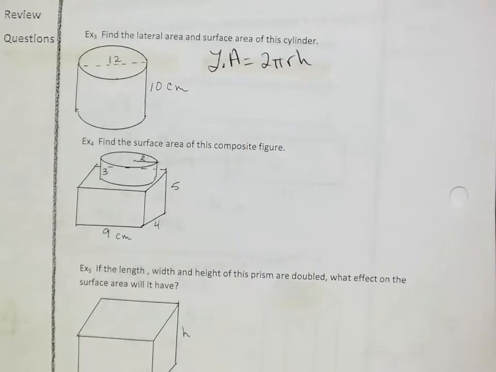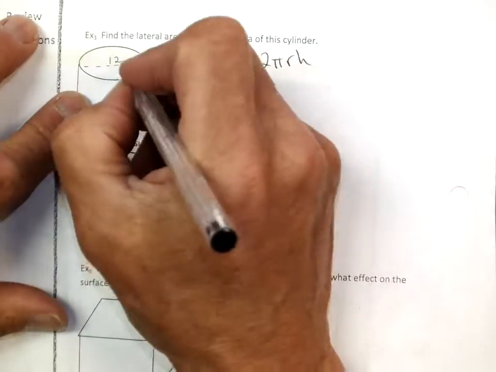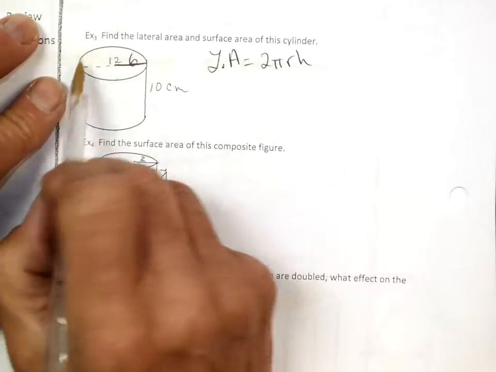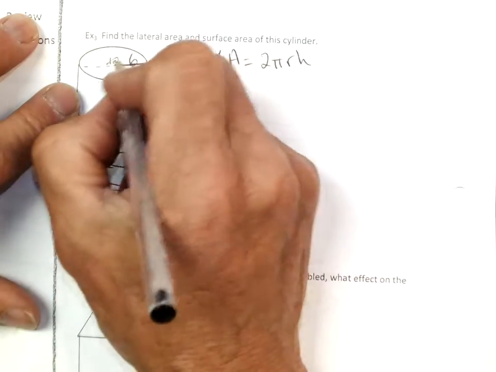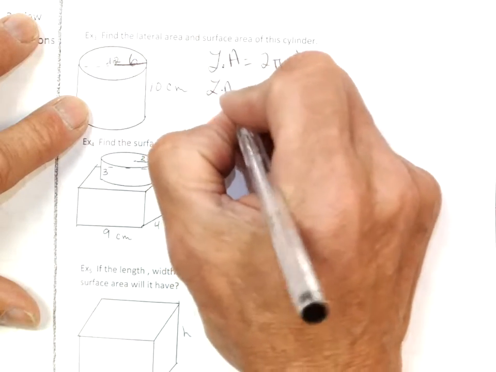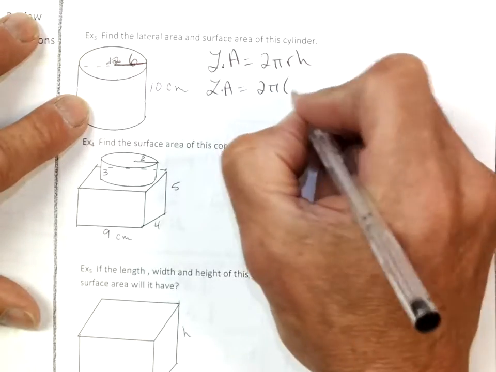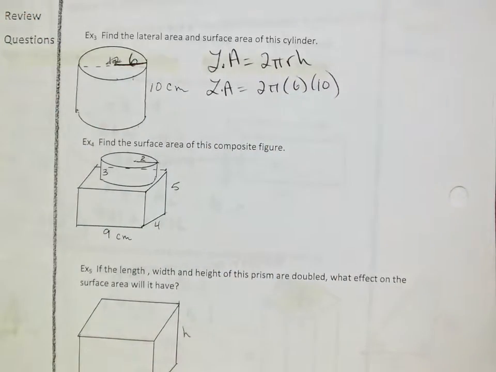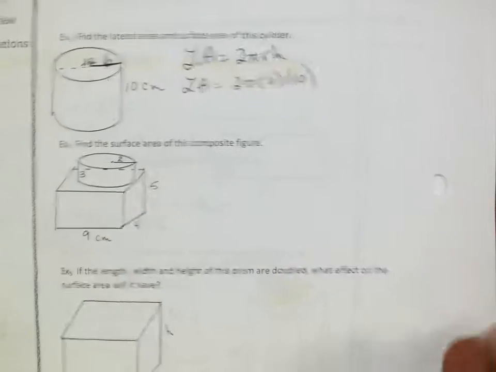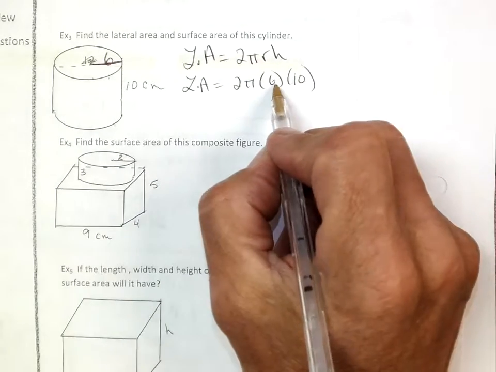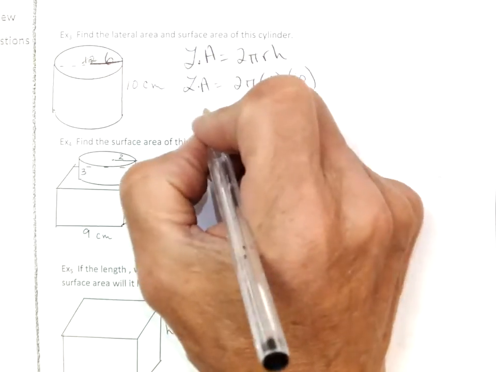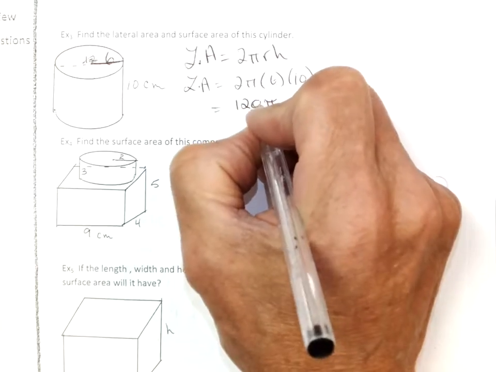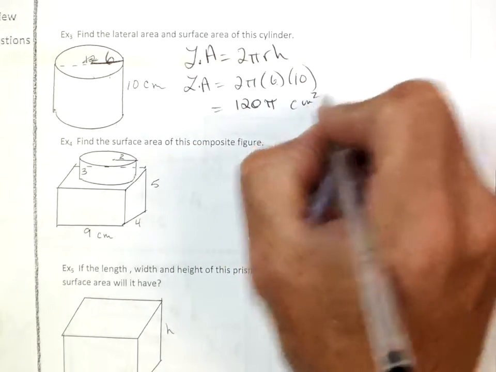Okay. And the radius of this thing is not 12. The radius is 6. Everybody agree with that? The diameter is 12, but the radius is 6. So I'm going to go lateral area is 2 pi times 6 times the height, which is 10. Okay. Now a beautiful, perfect math answer, which I love, would be 60, 120, right? So the lateral would be 120 pi centimeters squared. I love that answer.